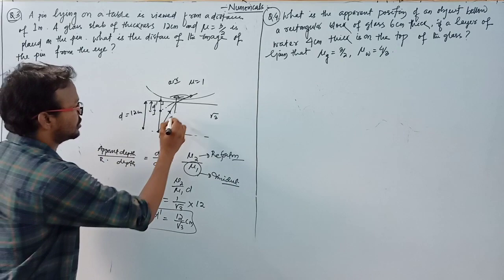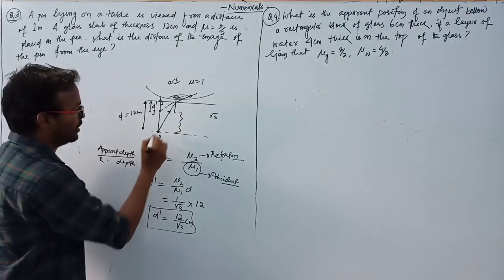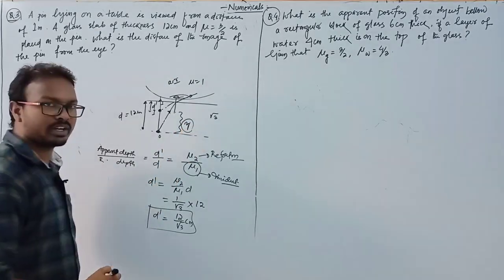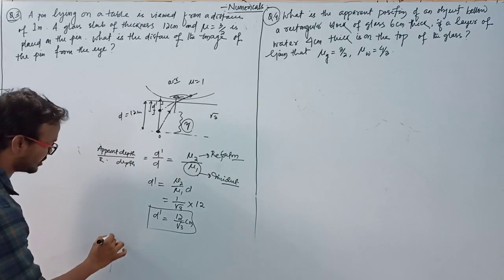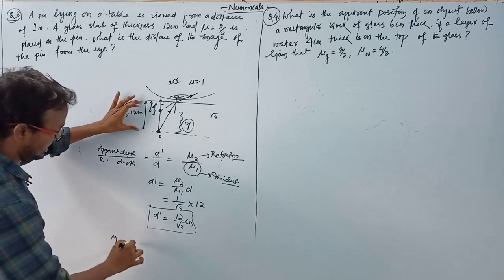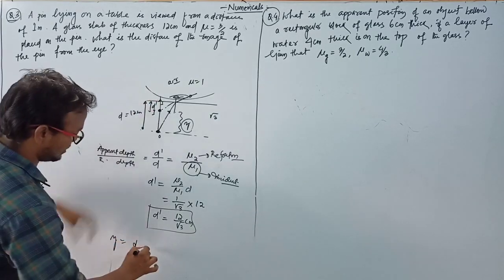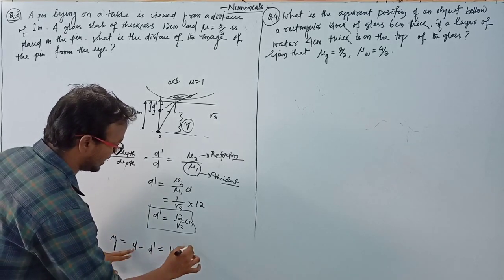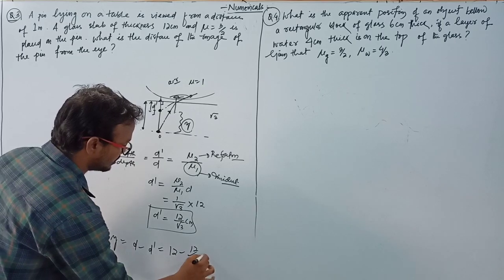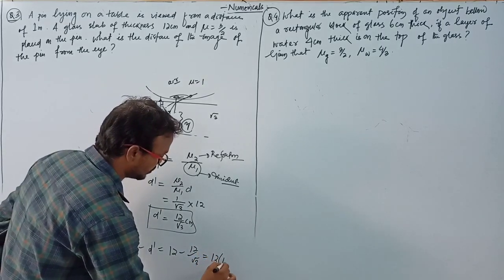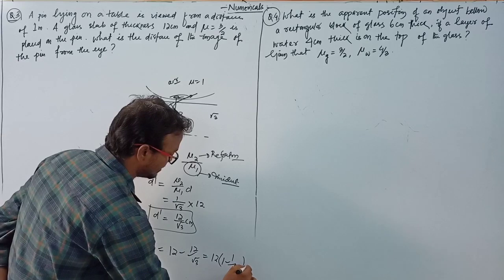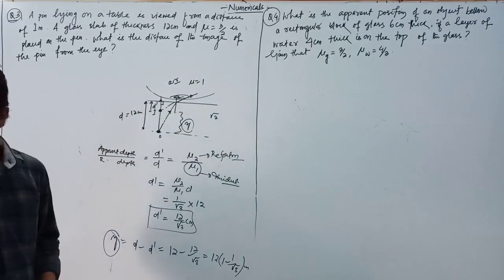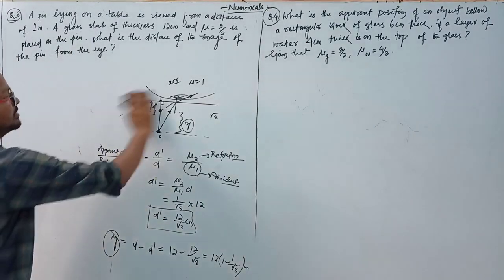Or you can also find the normal shift, where the object appears to reach this point, and this distance is known as y. We already discussed what a normal shift is. y equals the total distance d minus d dash, and using this formula, it is 12 minus 12 by √3, which is equal to 12 into (1 minus 1 by √3) centimeter. Now you can solve this and you will find the value of the normal shift. Clear? So by using this concept we have to solve this problem.